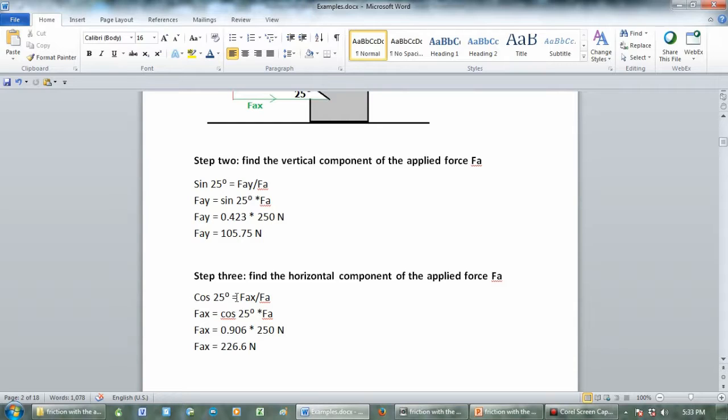Step 3. Find the horizontal component of the applied force. Cosine of 25 degrees equals FAX divided by FA. FAX equals cosine of 25 degrees times FA. FAX equals 0.906 times 250 newtons. FAX equals 226.6 newtons.